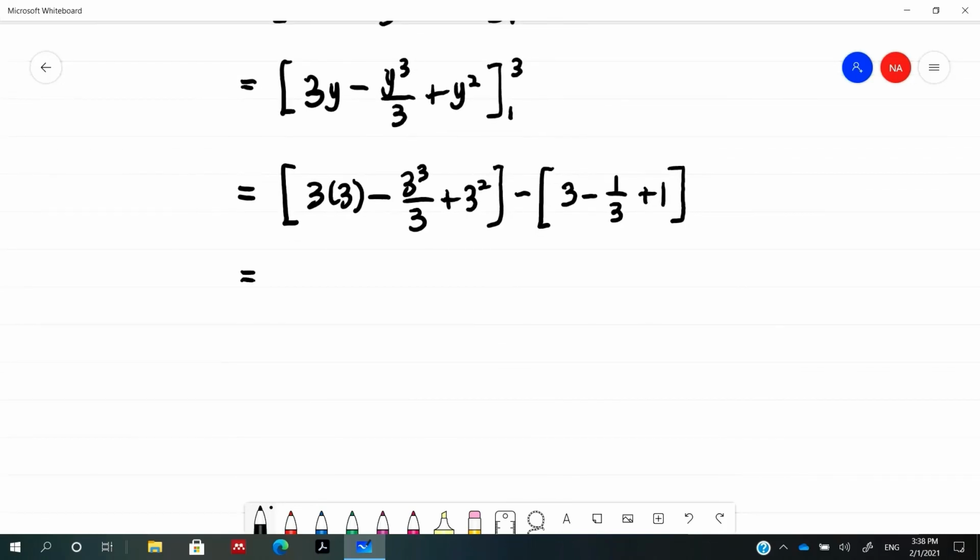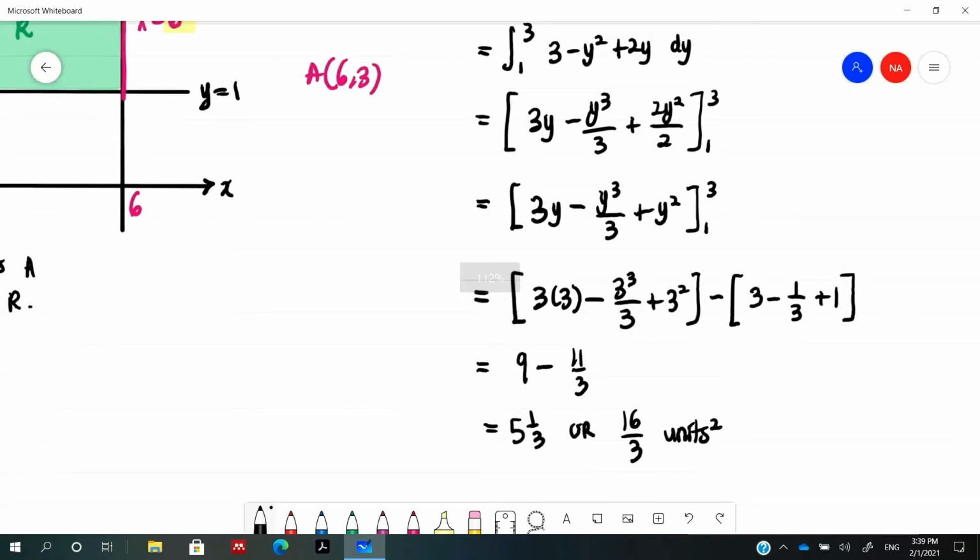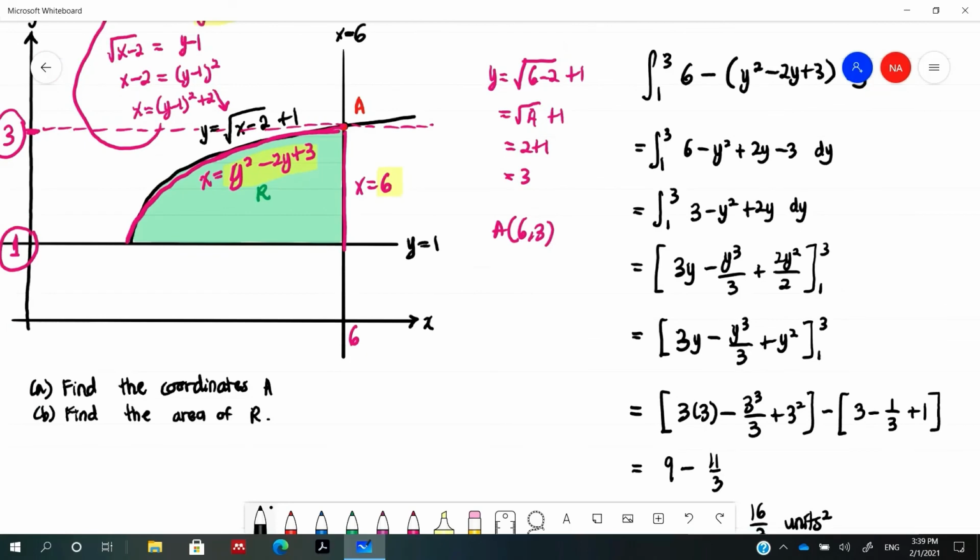So we can actually perform this using a calculator. So 9 minus 27 over 3 plus 3 squared, so we have 9 minus, for the one with 1, 3 minus 1 over 3 plus 1. So that one should be 11 over 3. So 9 minus 11 over 3 will give us 16 over 3 units squared, because it is the area, right? So the answer for this one should be 16 over 3 units squared.